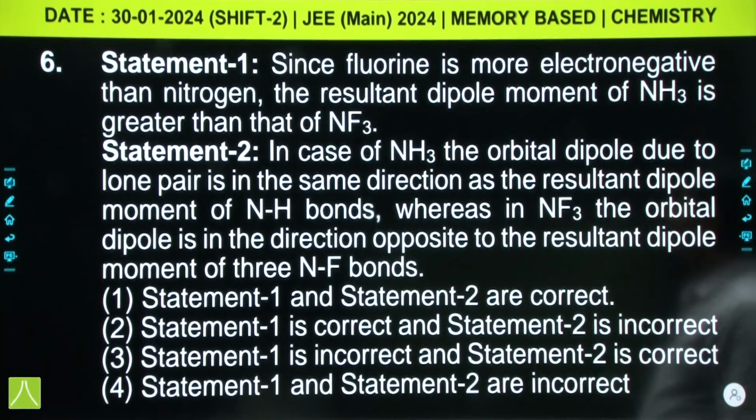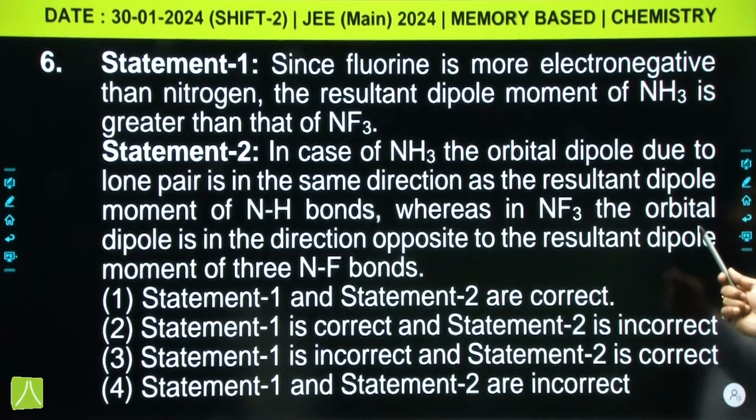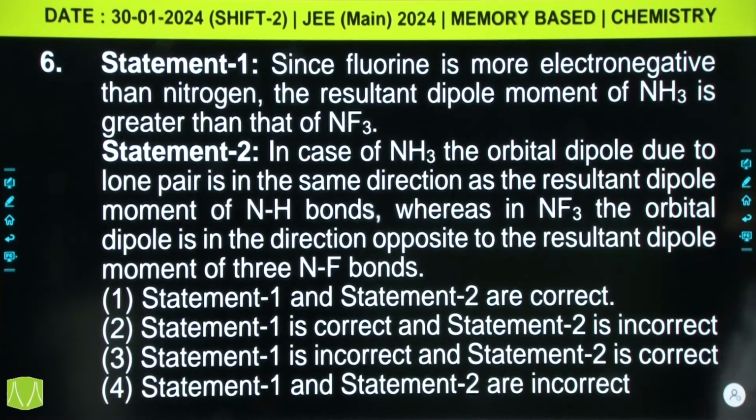Next, this is from chemical bonding. Statement 1: since fluorine is more electronegative than nitrogen, the resultant dipole moment of NH3 is greater than that of NF3. Statement 2: in case of NH3, the orbital dipole due to lone pair is in the same direction as the resultant dipole moment of N-H bonds, whereas in NF3, the orbital dipole is in the direction opposite to the resultant dipole moment of 3 N-F bonds.